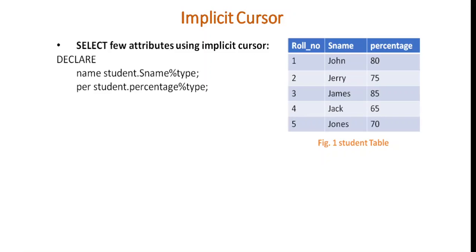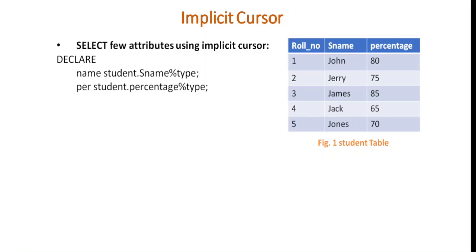Okay, so we need to declare this name variable with the same attribute as that of the sname column, the sname attribute in the student table. So I have simply written name student.sname%type. It means assign the data type of the sname attribute from the student table to the name variable. Now this name variable will have the same data type as that of the sname attribute in the student table.